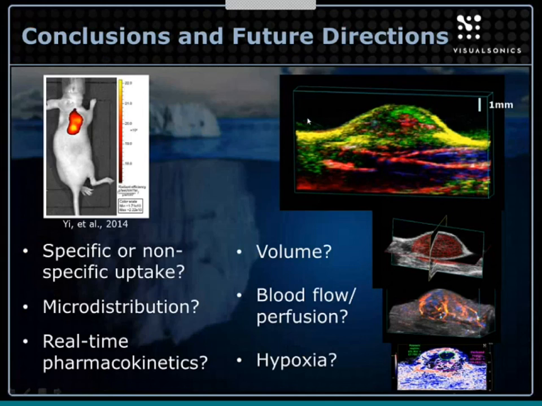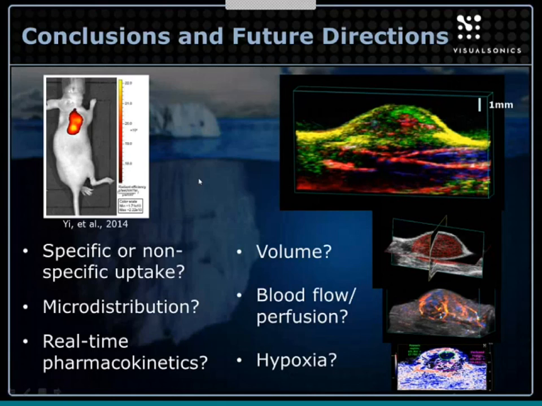What we haven't done, but we could do, is take a look at what's the influence of the tumor volume on these parameters. What's the influence of the blood flow and the perfusion on these parameters? What's the influence of hypoxia on these different things? How do these factors influence the uptake, the specific versus non-specific, the regional microdistribution of these agents? How do these factors fit in? And frankly, I just didn't have time to look at all these things. But the data is there.